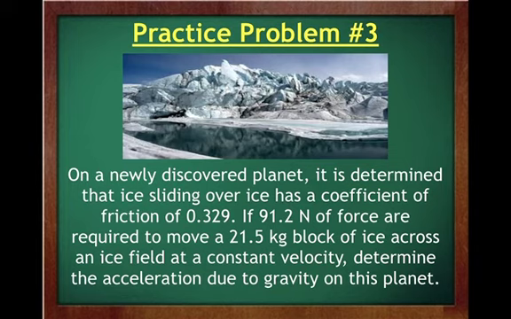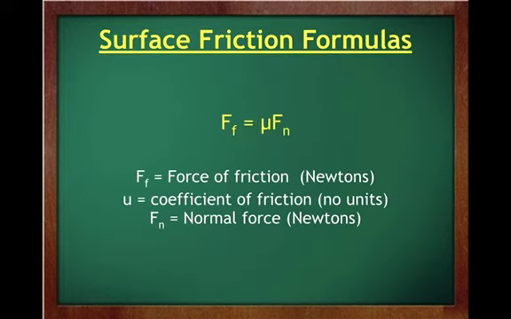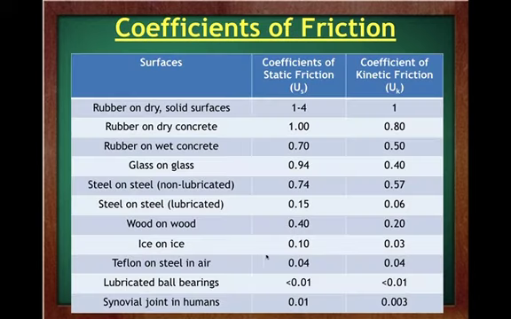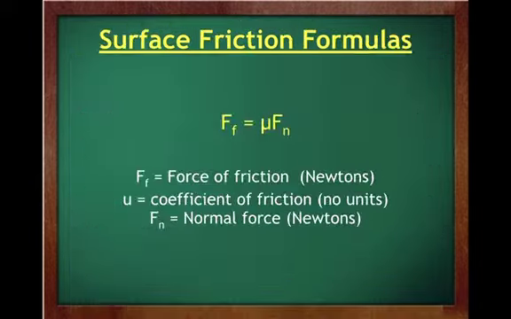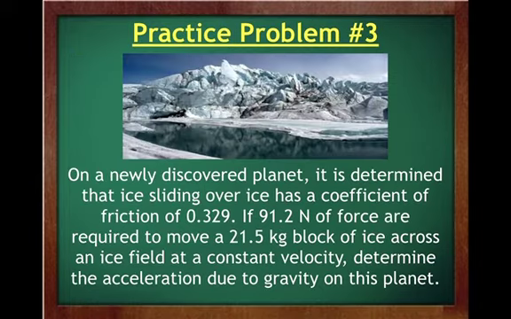Let's take a look at number 3. On a newly discovered planet, it is determined that ice sliding over ice has a coefficient of friction of 0.329, which is very different from that other slide that we saw on Earth, where ice on ice was either 0.1 for static friction or 0.03. So clearly there's something happening on this planet.